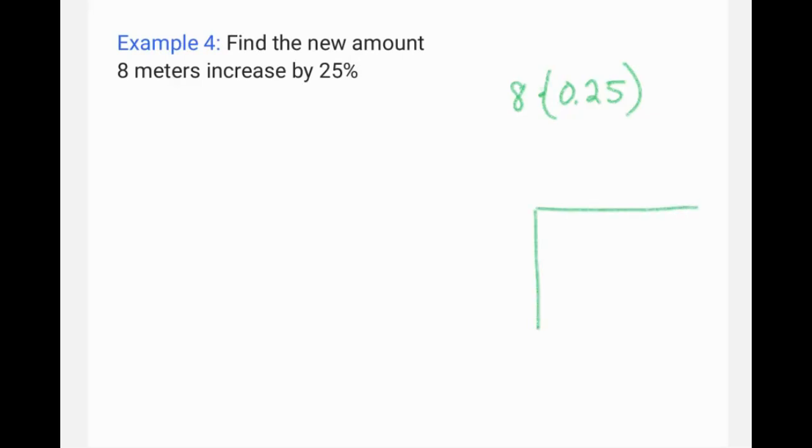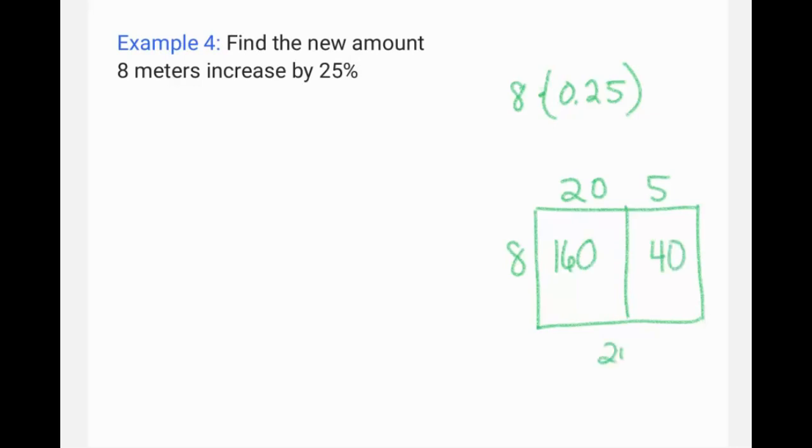So I'm going to use area modeling to figure that out. So we have 25. We're going to convert it to 20 and a 5. And we have an 8. So 8 times 2 gives us 16 because there's a 0 on the 20. We're going to put the 0 there. 8 times 5 is 40. And we add 160 plus 40 gives us 200.